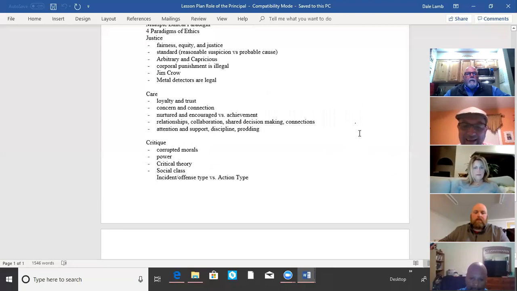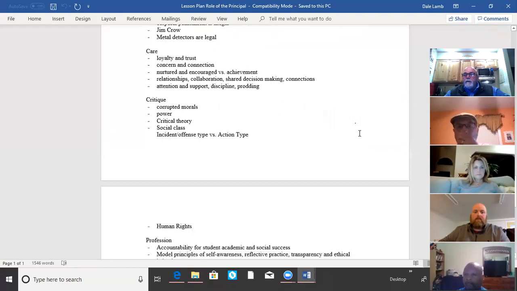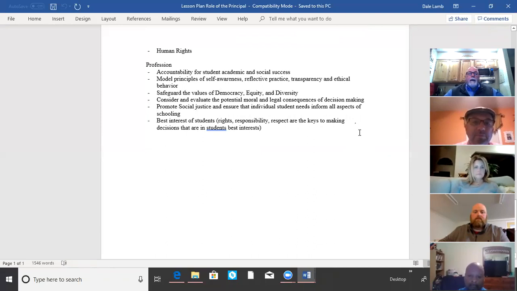Is the role of the principal, their ethics in the school executive. There are 4 paradigms of ethics. To summarize tonight, the ethics of our profession: accountability for academic and social success, model principles of self-awareness, reflective practice, transparency and ethical behavior, safeguard the values of democracy, equity and diversity, consider and evaluate the potential moral and legal consequences of decision making, promote social justice, and ensure that individual student needs inform all aspects of schooling, and make sure that you have the best interests of students.